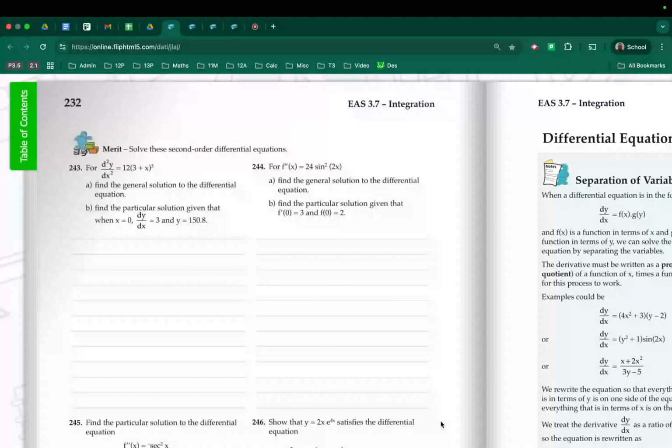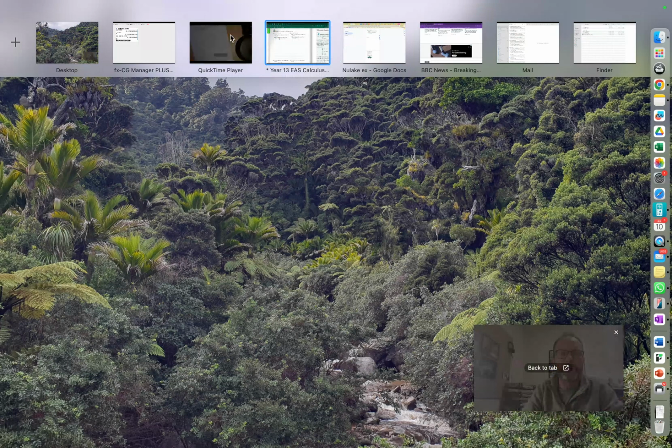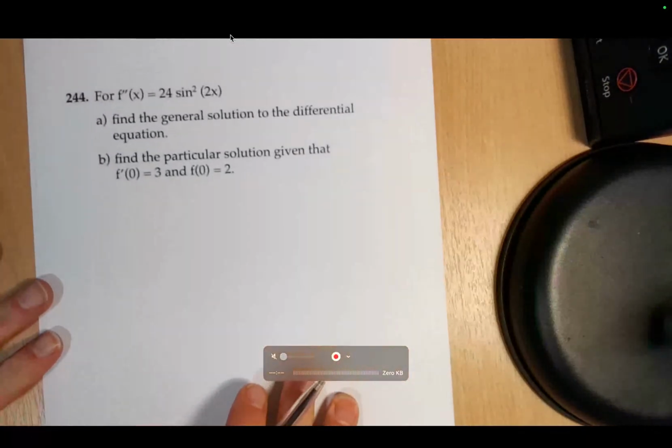Right, number 244, merit level. Solve this second order differential equation and find the general solution. And if you're provided with these bits of information here, you can find the particular solution. Righty, so here's the question.